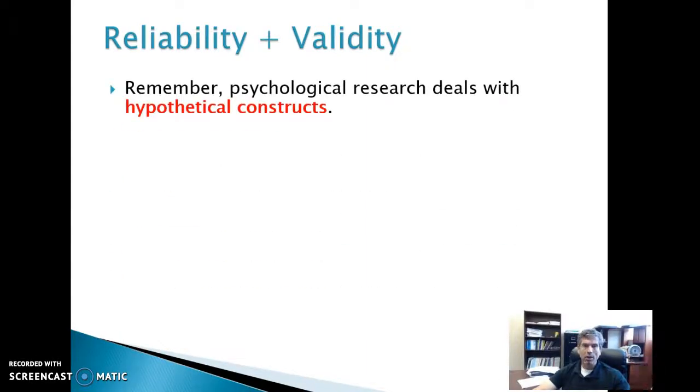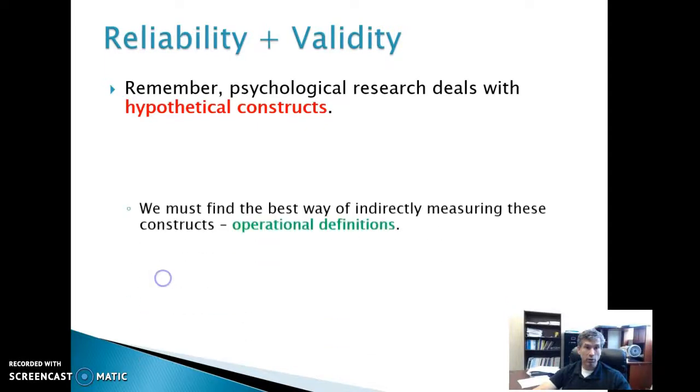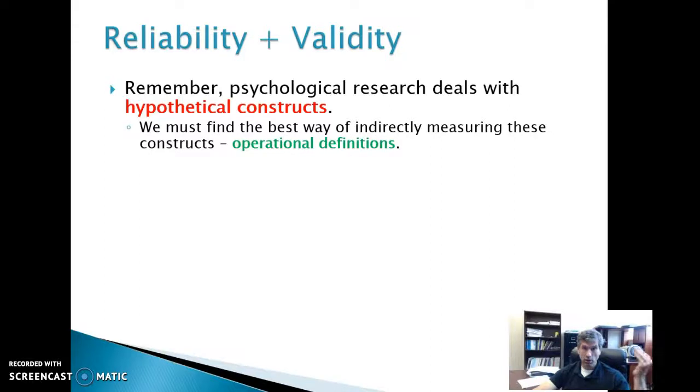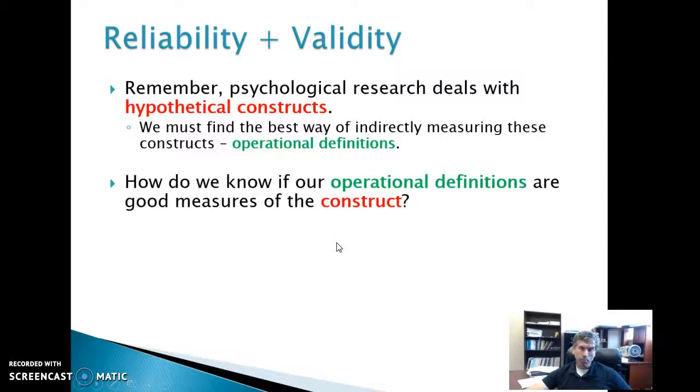So here's the main idea. Remember again that we use a lot of hypothetical constructs and we represent them indirectly. We find a way of translating it into a concrete form that we can work with, so we can get the data that we're looking for. Those are called operational definitions. So here's the big issue. We want to make sure those operational definitions are good representations of the construct that we're actually interested in.